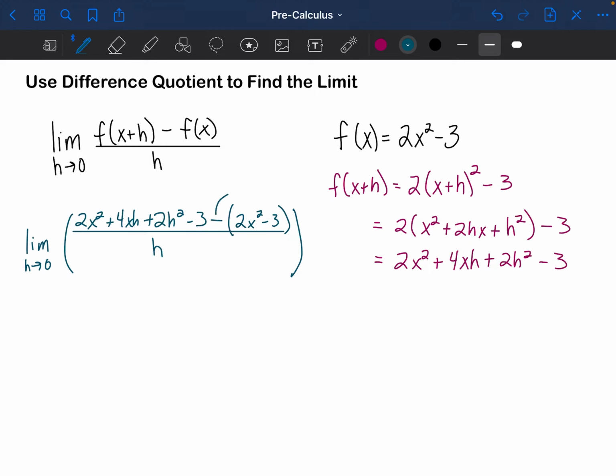So first things first, we have to distribute this negative. When we do, we're going to have 2x squared minus 2x squared. So chop, chop. Then we're going to have negative 3 plus 3. So chop, chop. And then we're just left with 4xh plus 2h squared over h.